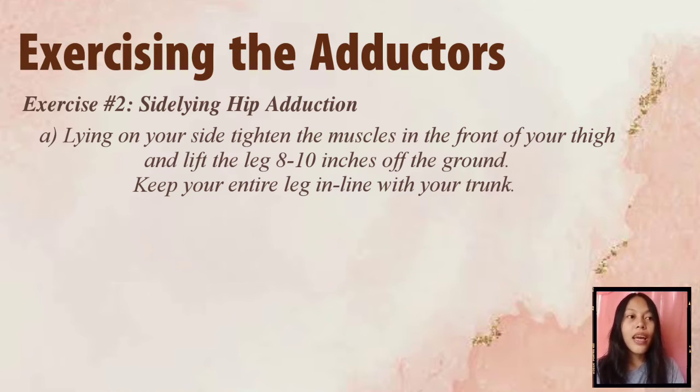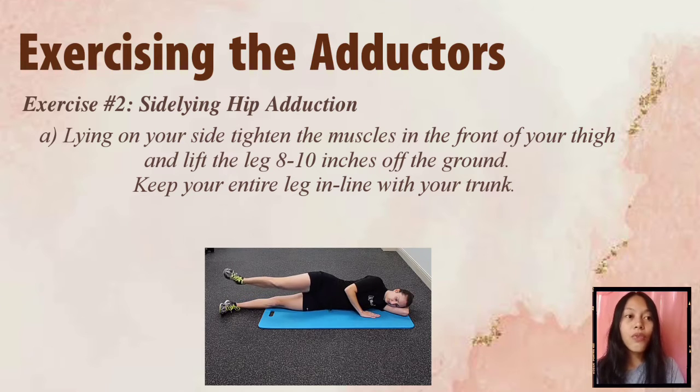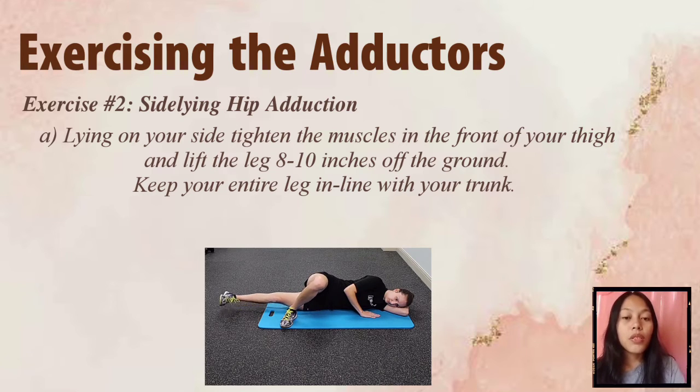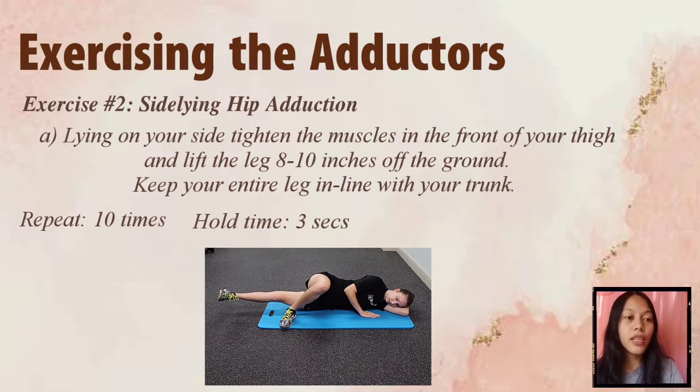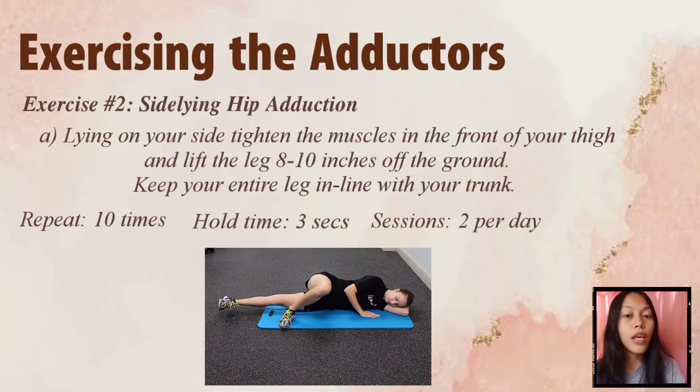Next exercise for adductor is side lying hip adduction. Lying on your side, tighten the muscles in front of your thigh and lift the leg 8 to 10 inches off the ground. Keep your entire leg in line with your trunk. Repeat it 10 times a day and hold it for 3 seconds, and have at least 2 sessions per day and have 3 sets.